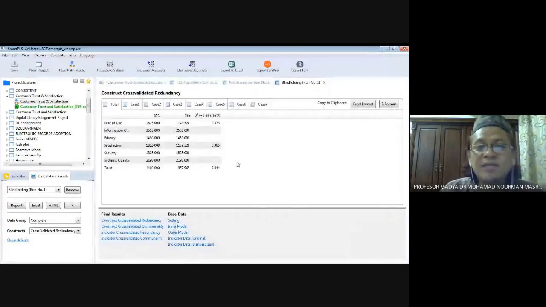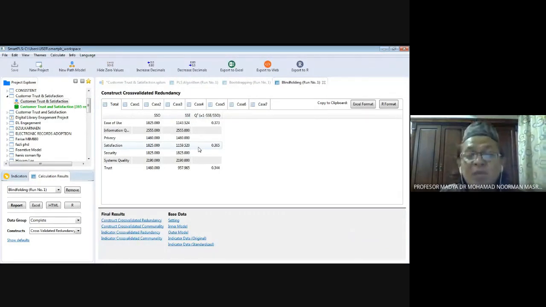Okay, now the value of Q square. Q square is also similar to R square. It is called predictive relevance. The value of Q square must be above 0. That means any value above 0, 0.3 or 0.1 or even 0.001, as long as Q square is not 0, meaning to say that all the IVs have predictive relevance, have predictive power to explain the DV.